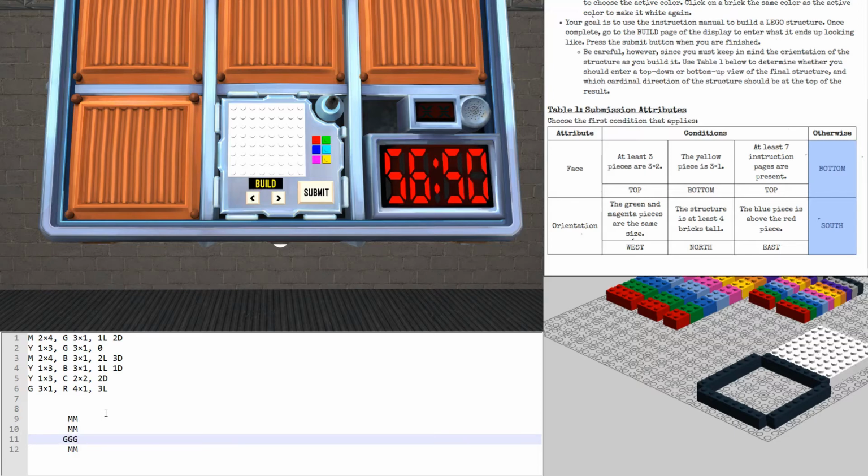But we don't yet know whether we need to look at it from the top or from the bottom. If we need to look at it from the bottom, then of course the magenta piece is going to overlap the green piece. So let's take a quick look at the manual.